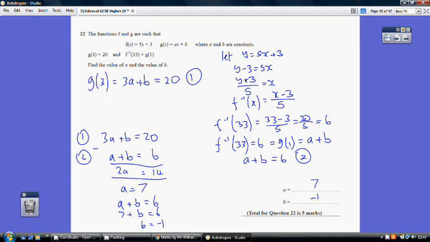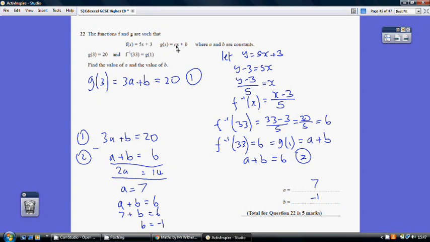Now this has just helped me change the subject. Remember, y is just something I've introduced. So my inverse function for f is x minus 3 over 5. So that is my inverse function for f. Now let's see what we get when we substitute 33 into this. So 33 into my inverse function for f gives me 33 take away 3, which is 30, divided by 5, which is 6. So I know this left hand side equals 6, and that equals g of 1.